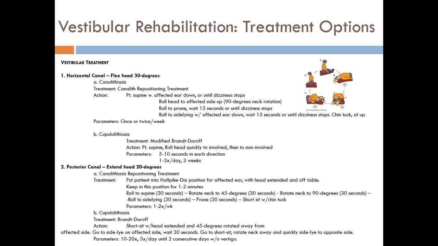You're doing a 90 degrees neck rotation. And again, you wait until the dizziness stops. You roll to prone, wait until the dizziness stops. Roll to side lying with the affected ear down, wait until the dizziness stops.